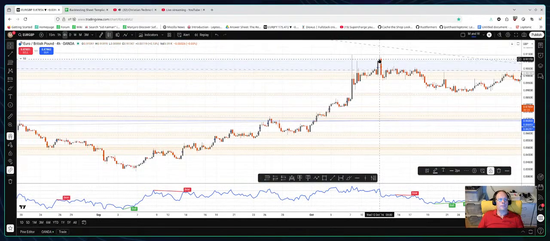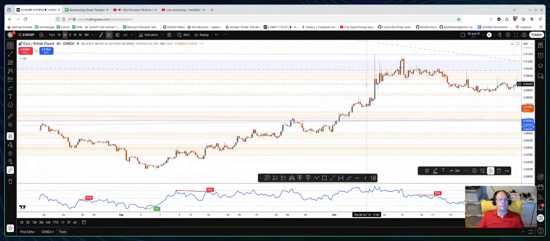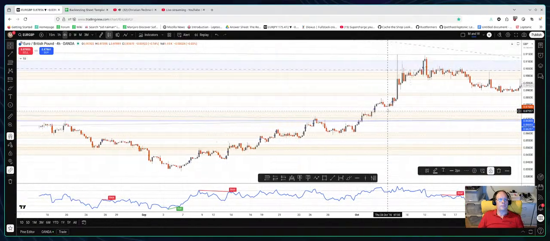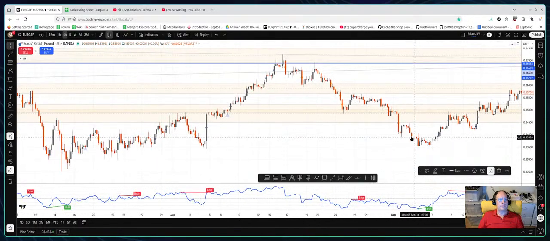Is that a head and shoulder? I mean, it's a head and it's really flat shoulders. And it didn't really go down enough to be legit, so no. Shoulder, head, shoulder upside down.